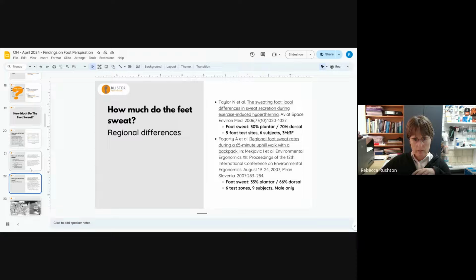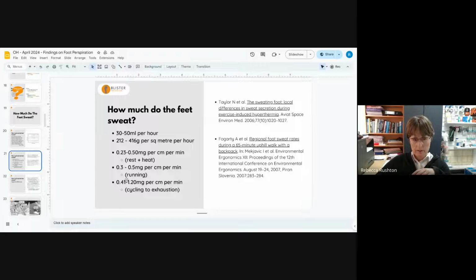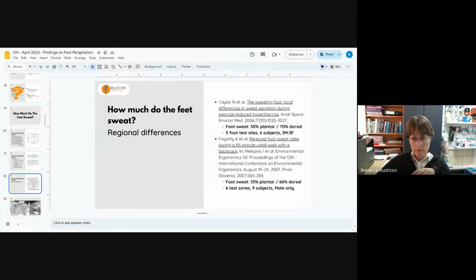Regional differences. So these two papers, 2006, 2007, from what I understand, are the first two that really look closely at regional differences on the feet. Both of them find that the dorsal aspect sweats a lot more than the plantar aspect, around about 70 to 30.